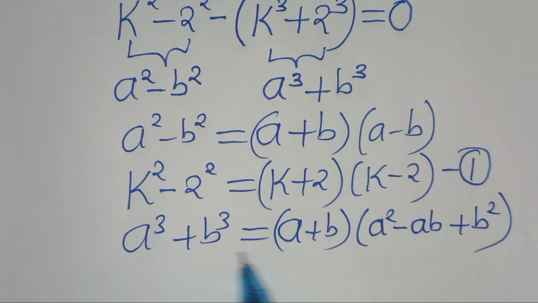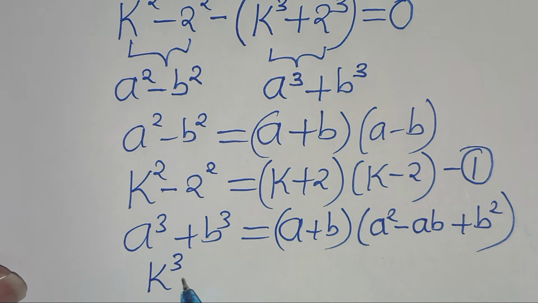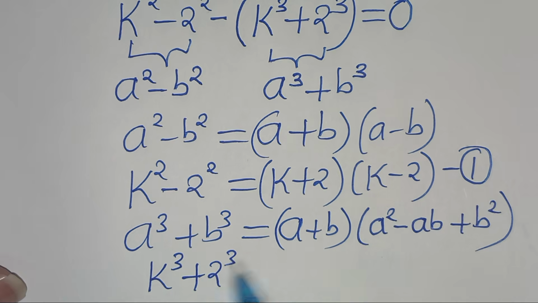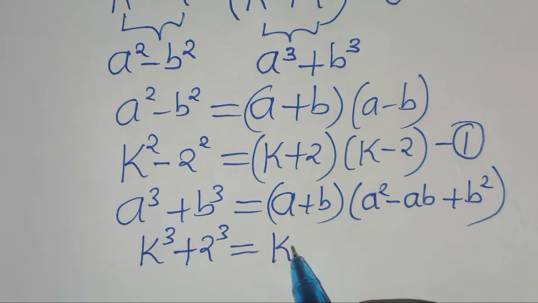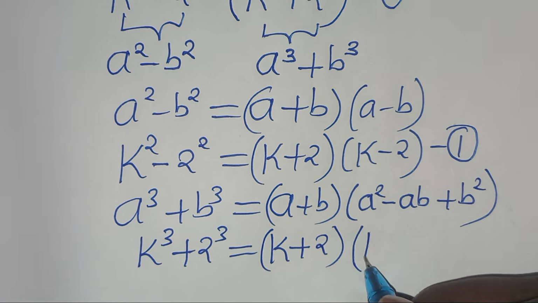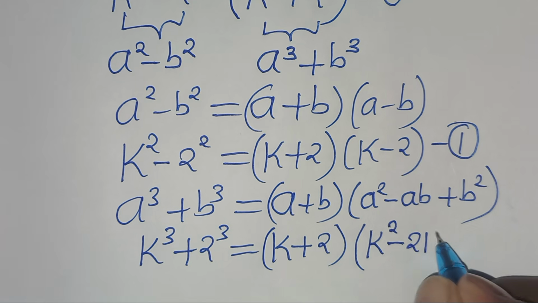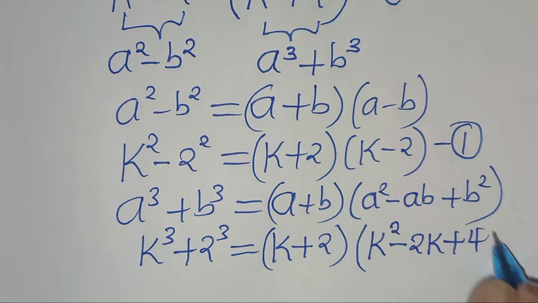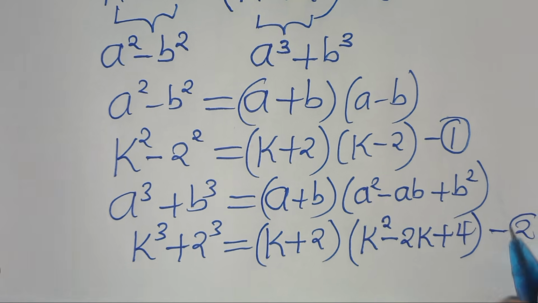Let's apply this identity so that now k to the power of 3 plus 2 to the power of 3 can be expressed as k plus 2 into the parentheses. This is k to the power of 2 minus 2k plus 2 squared, which is equal to 4. Now let's call this case 2.